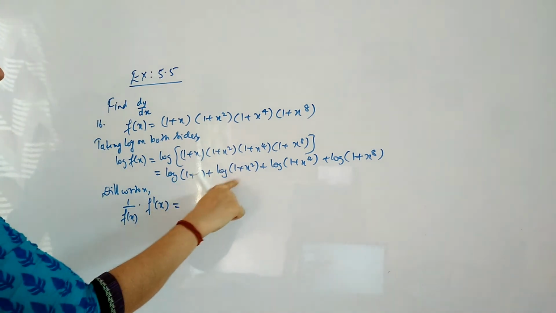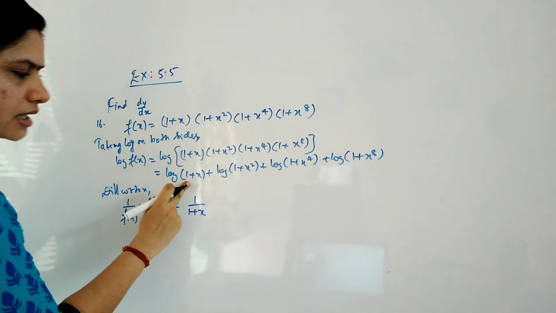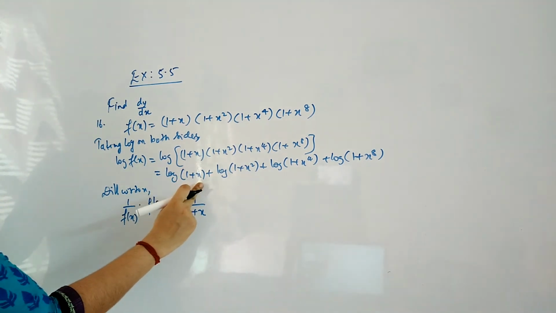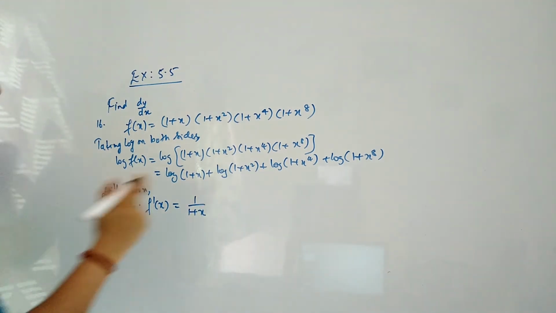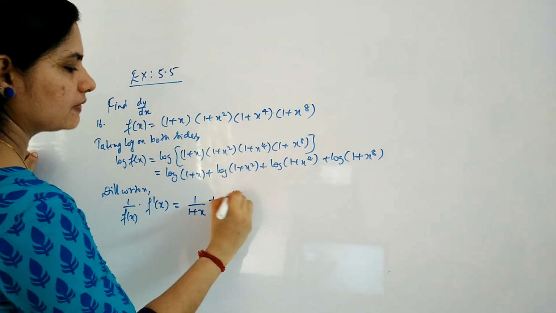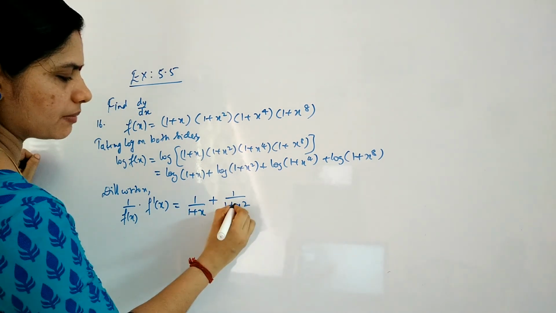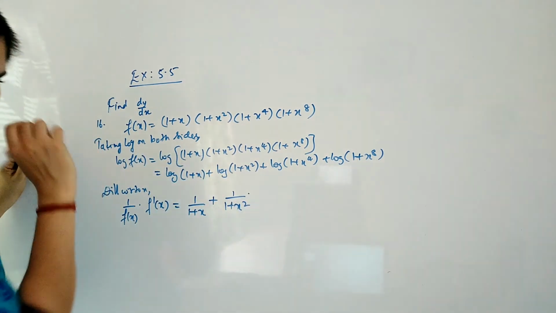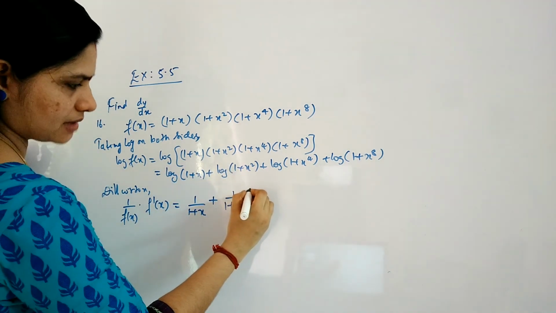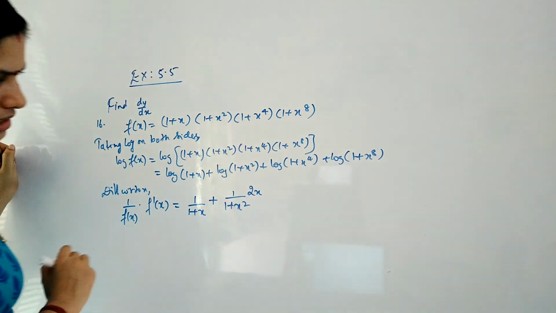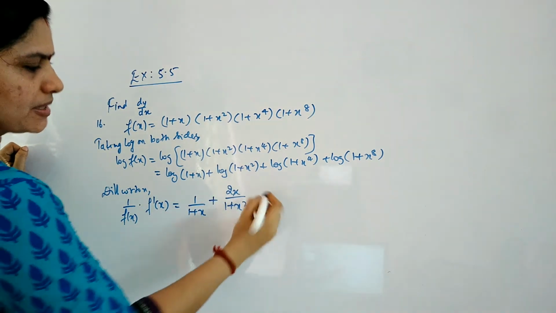Equal to, now you differentiate each term. Log of something is 1 by that term into its derivative, but here the power of x is 1, so you will get only 1 here. Derivative of 1 plus x is 0 plus 1. Plus here 1 by 1 plus x square, the derivative of log of 1 plus x square is 1 by 1 plus x square into the derivative of 1 plus x square. What is the derivative of 1 plus x square? 2x. So you get 2x by 1 plus x square.